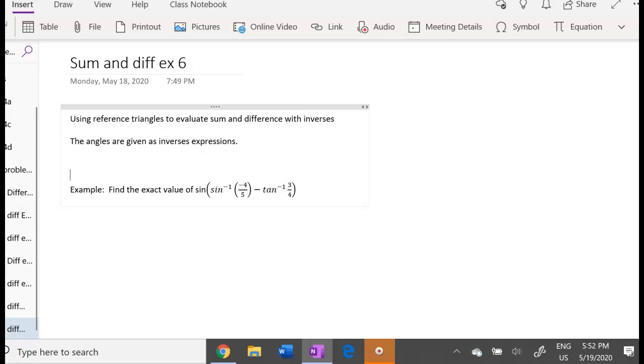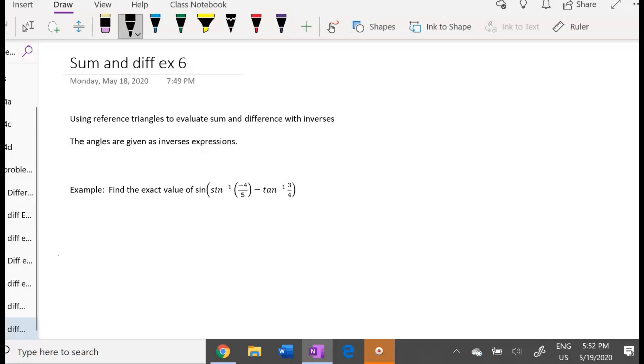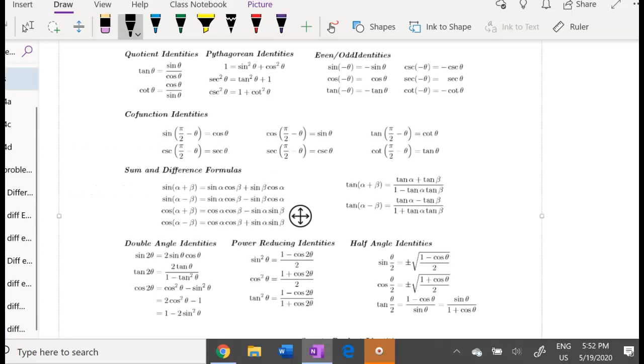All right, so the first thing I want you to notice is that you're looking at the inverse sine, and remember the inverse sines are always angles. So this is essentially an alpha, and this tangent inverse is essentially a beta. So what we're looking for is really the sine of alpha minus beta, which makes sense since we're in the section that deals with sum and difference of sines and cosines. That is just going to apply the sine of alpha minus beta formula.